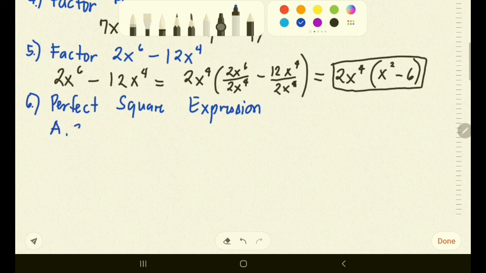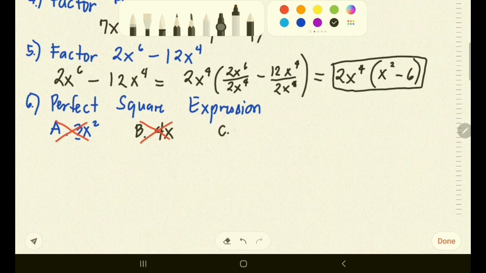A, that is 3x squared. 3x squared is not a perfect square, of course, since 3 is not a perfect square. And then B, you have 4x. 4 is a perfect square, but x is not a perfect square. So, this cannot be a perfect square expression.